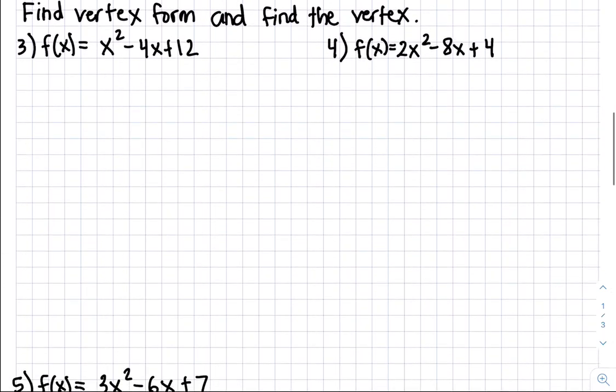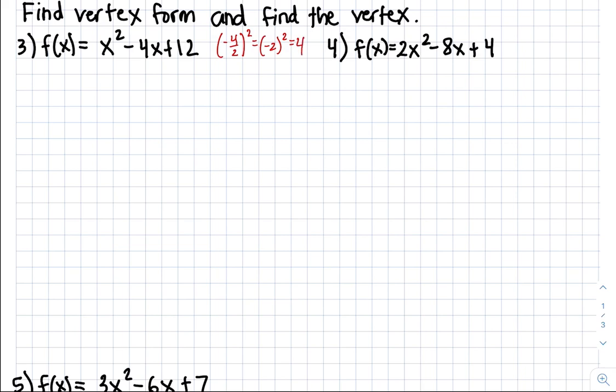Okay, number 3. We need to get vertex form from standard form, and we need to find the vertex. So, to find your vertex form from standard form, we have to complete the square. Everything's on one side, which is fine. This has a coefficient of 1, which is good. Now, we have to half the coefficient of the x term and square it. So negative 4, half it and then square it. Negative 2 squared, which is 4.